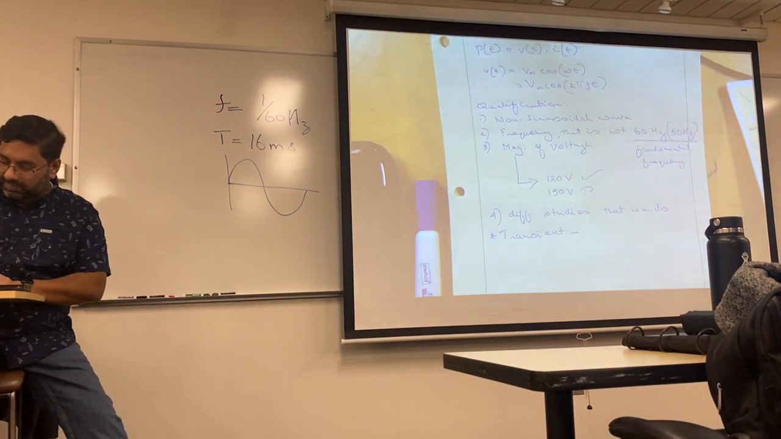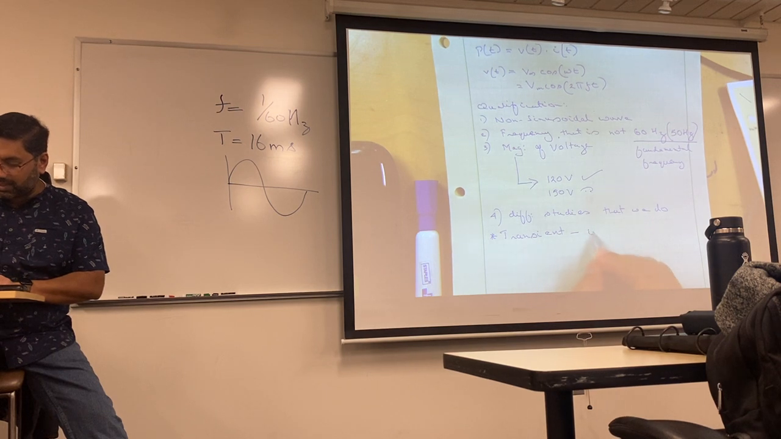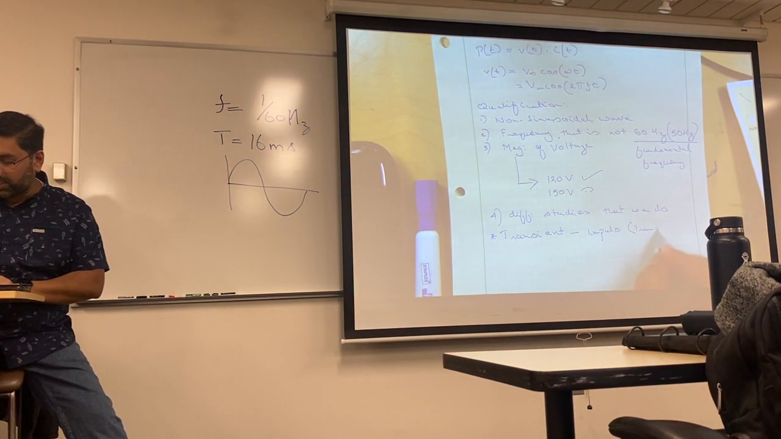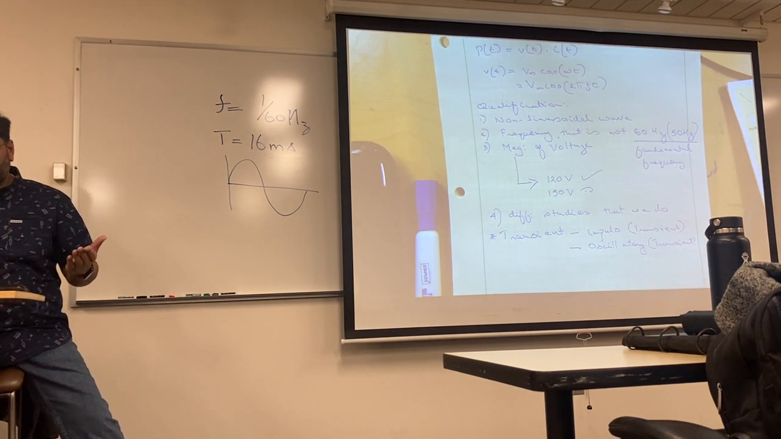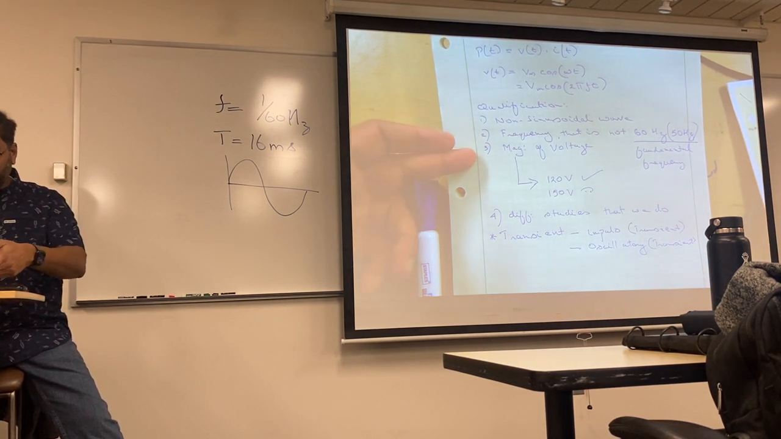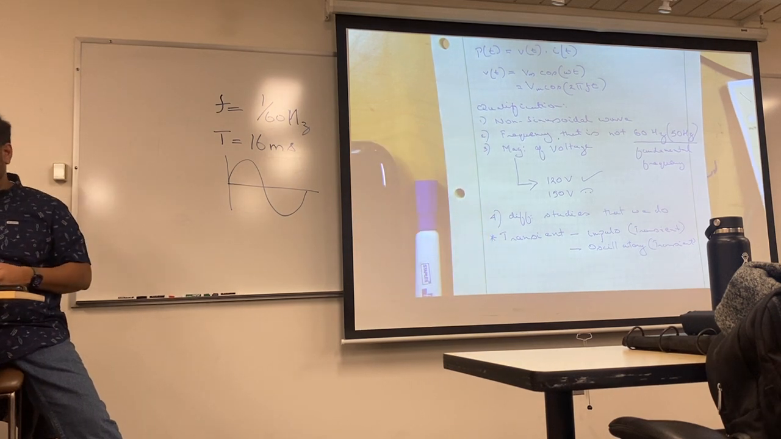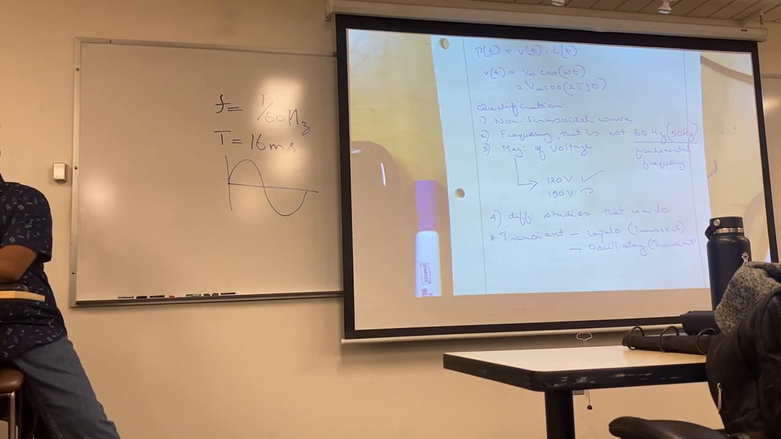And of course, you could say that there is an impulse transient or an oscillatory transient. Worst case, I might ask, what are the 3 qualifications? What are the 4 different studies that we look at, or 4 different things that we need to know?